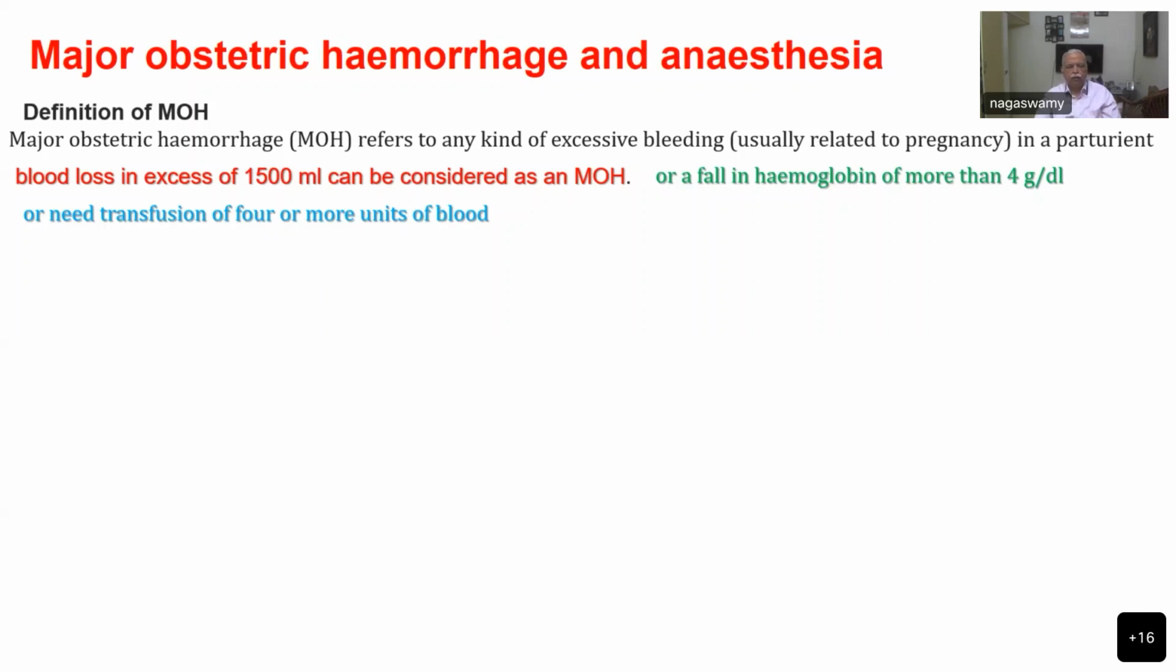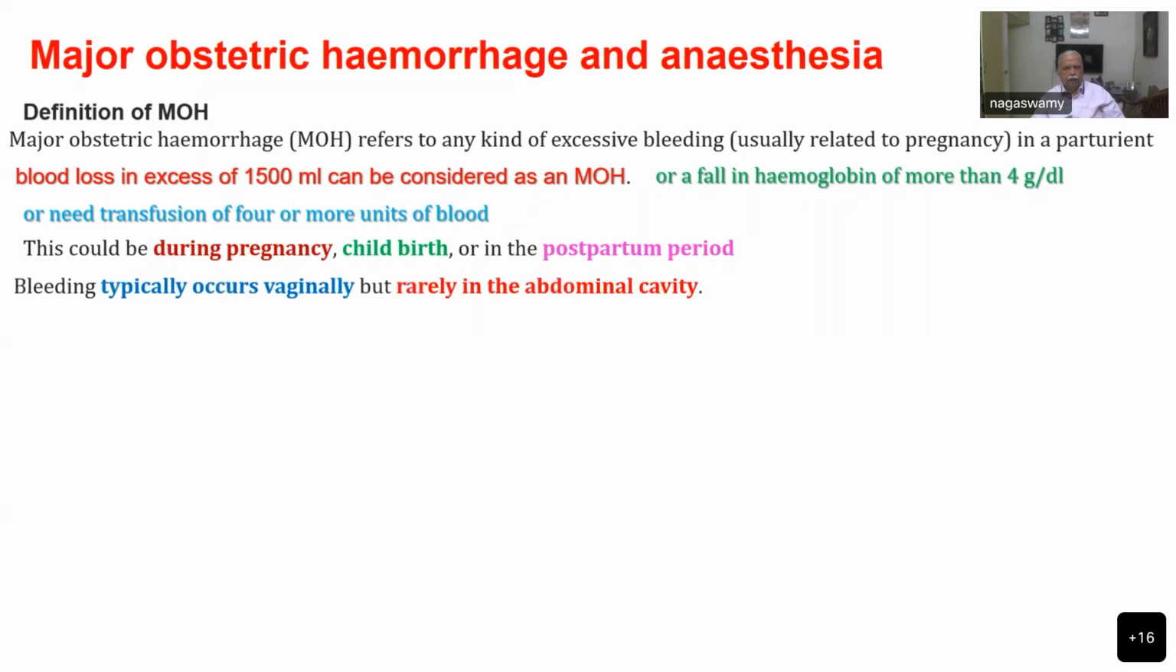So any one of them is the criterion to call bleeding during or after a delivery an obstetric hemorrhage. Excess blood loss of 1500 ml, or a fall in hemoglobin of more than 4 grams, or a transfusion of more than 4 units of blood. And this may happen during pregnancy, that is antenatally, intrapartum, during childbirth, or postpartum. Bleeding typically occurs vaginally, but rarely it can happen inside the abdominal cavity also, as it happens in rupture of the uterus.